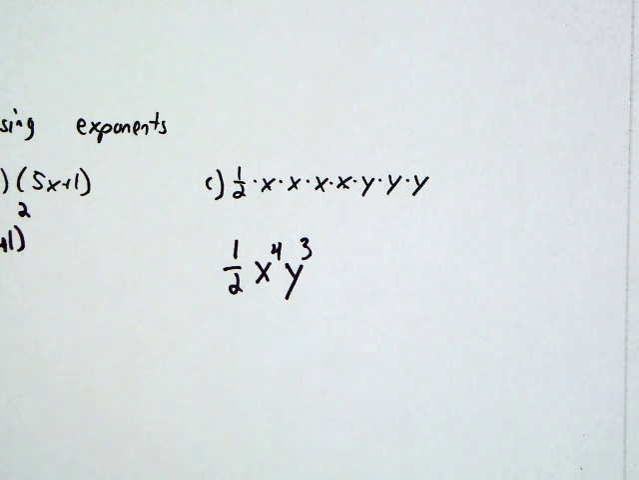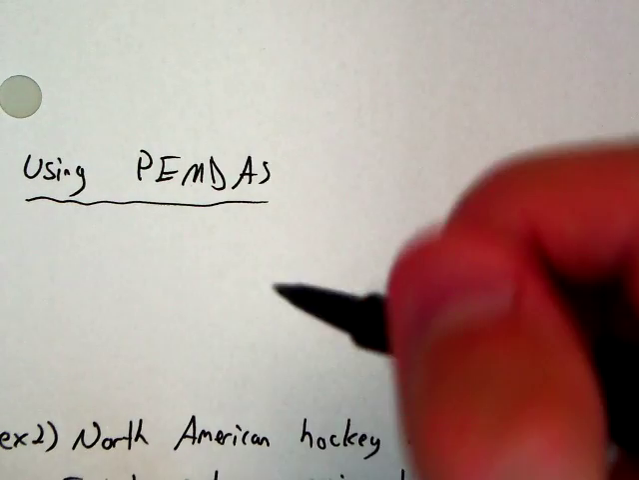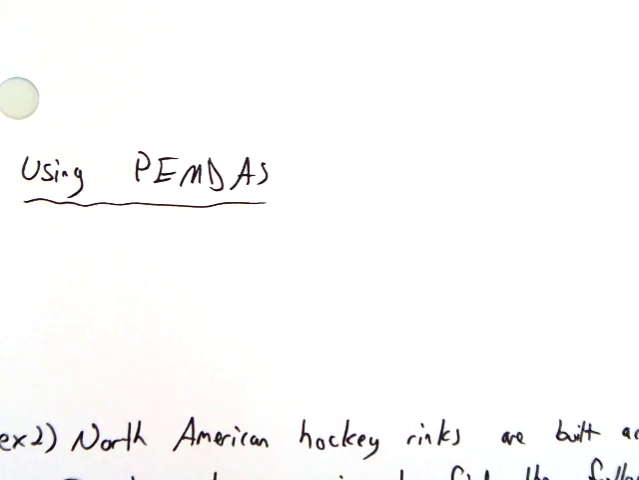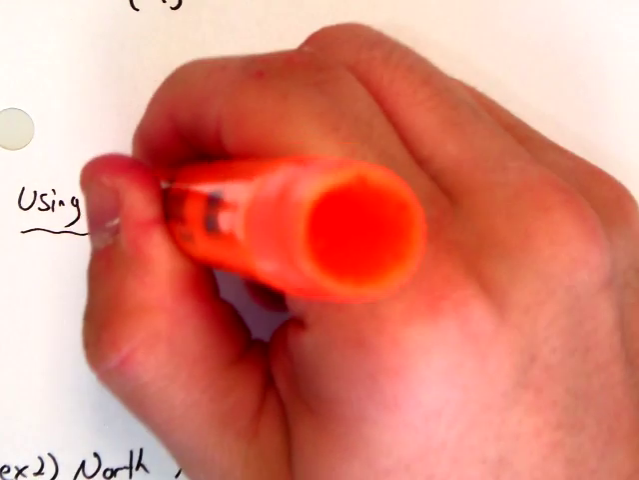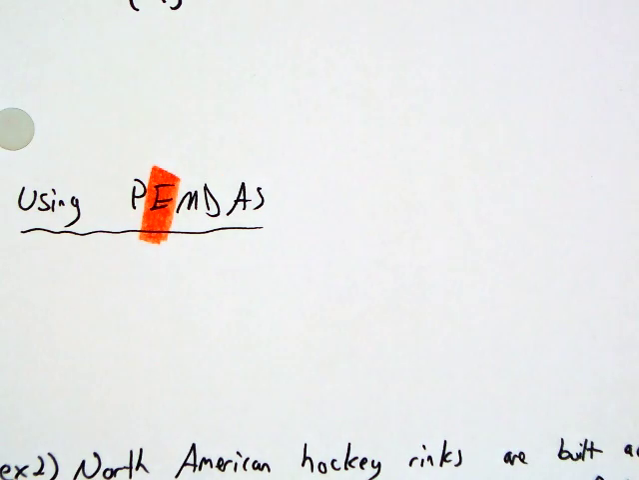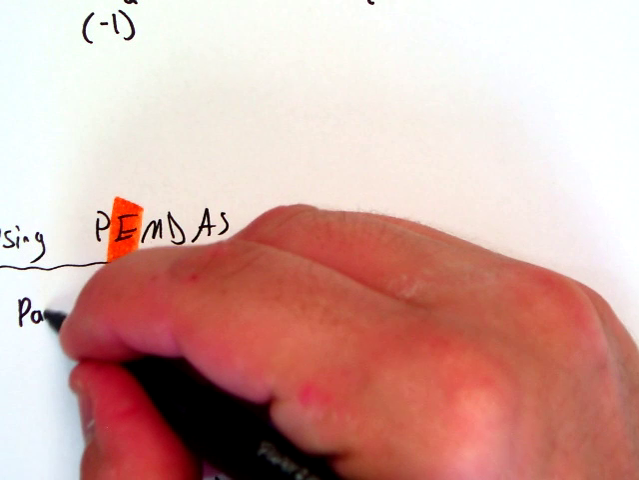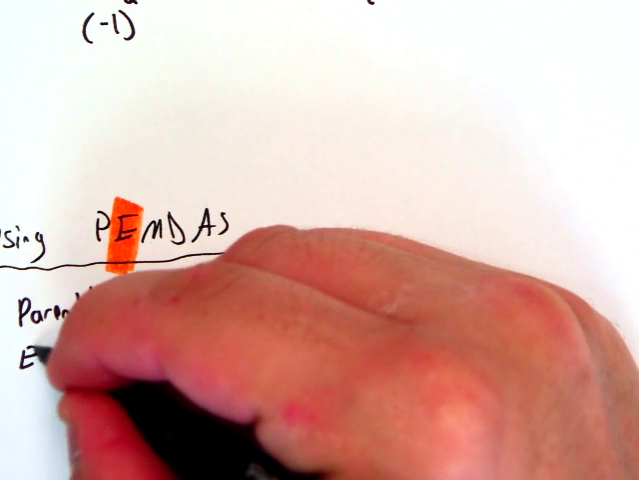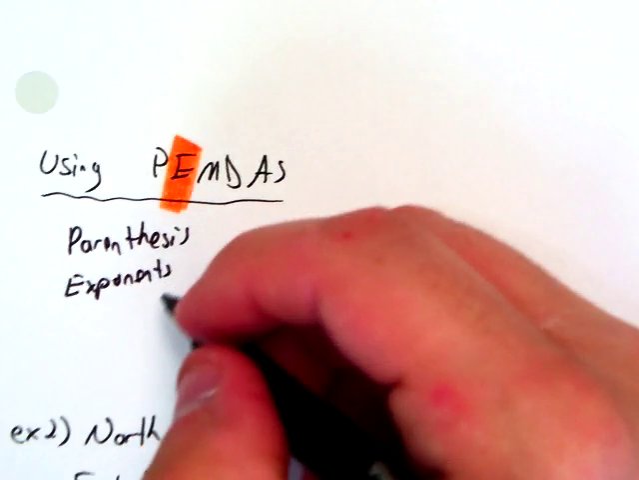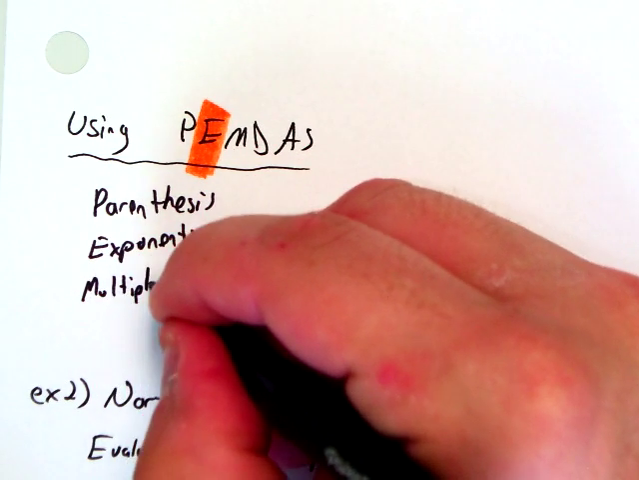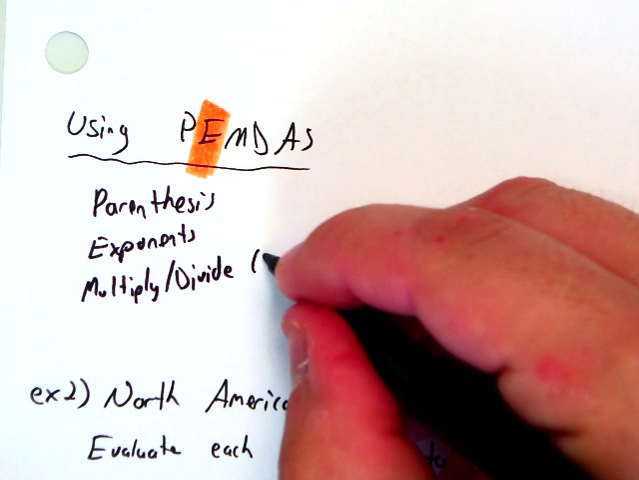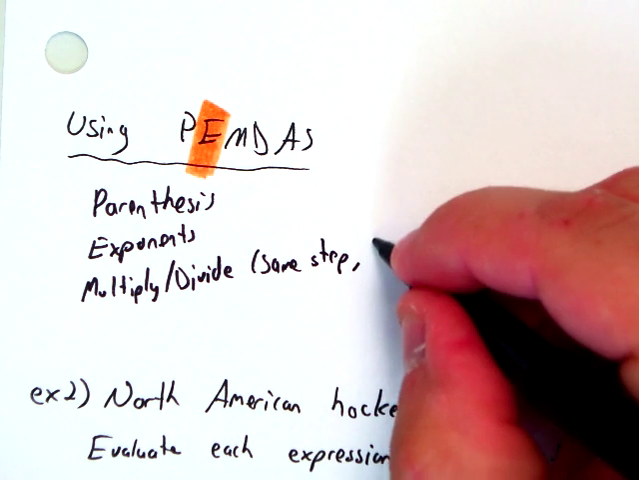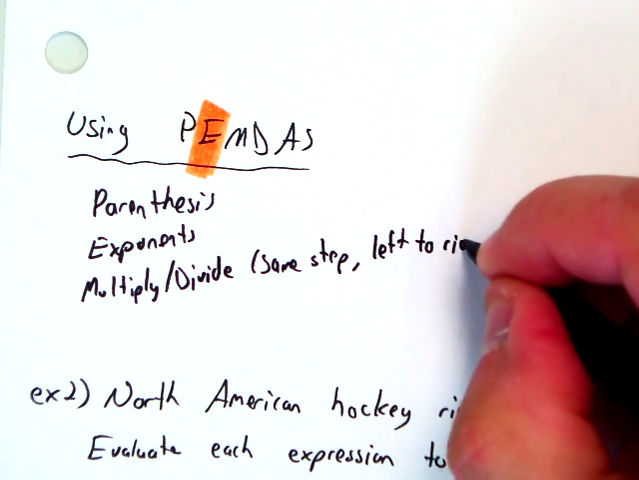All right, so let's talk about using PEMDAS, or the order of operations, with powers and exponents. Exponents and powers get applied right here. That is where exponents fit. So remember, P is parentheses, E is exponents, M and D is multiply and divide. Remember, those happen in the same step. Then we go from left to right. So this is the same step, left to right.